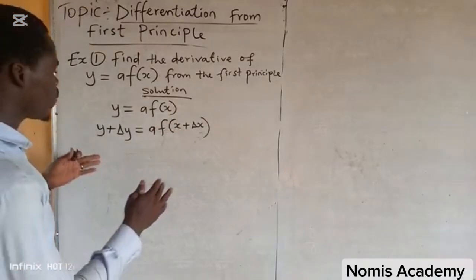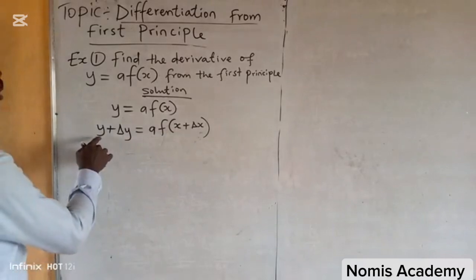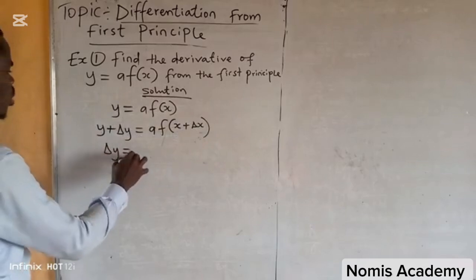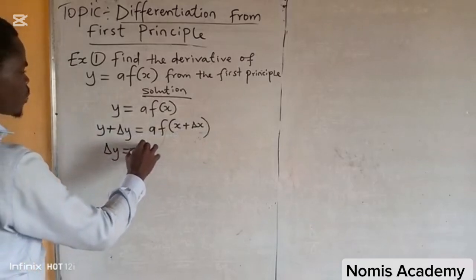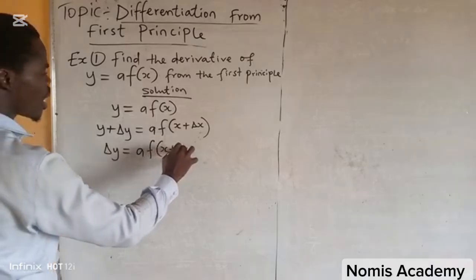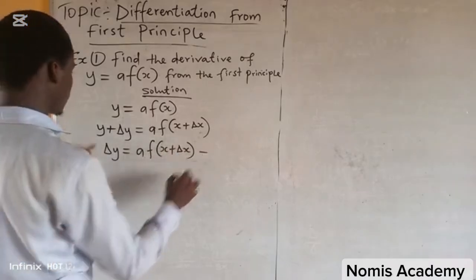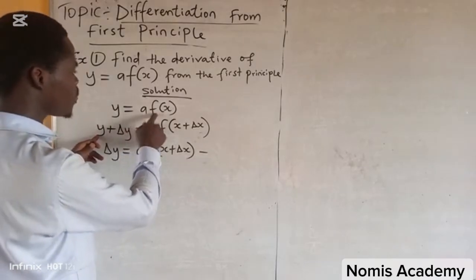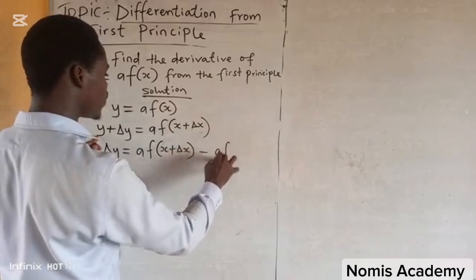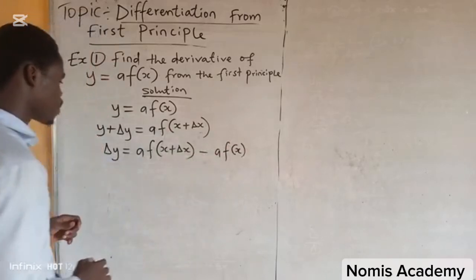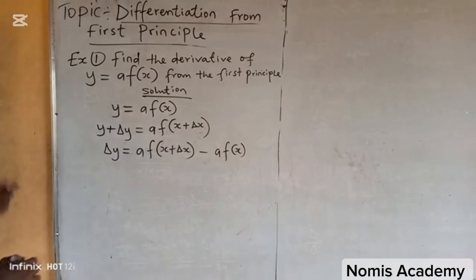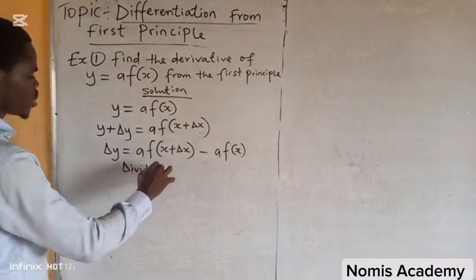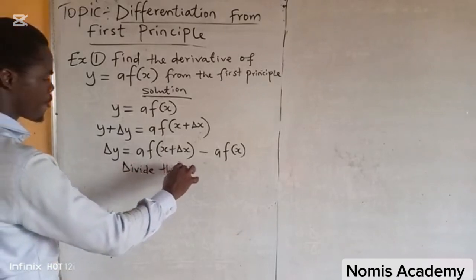Since we are using the function pattern, we are going to move y to the other side, and that will be delta y equal to a of x plus delta x minus y, and minus y is a of f of x, so that will be a of x plus delta x minus a of f of x. Alright, so we have this. The next thing we need to do is divide through by delta x.